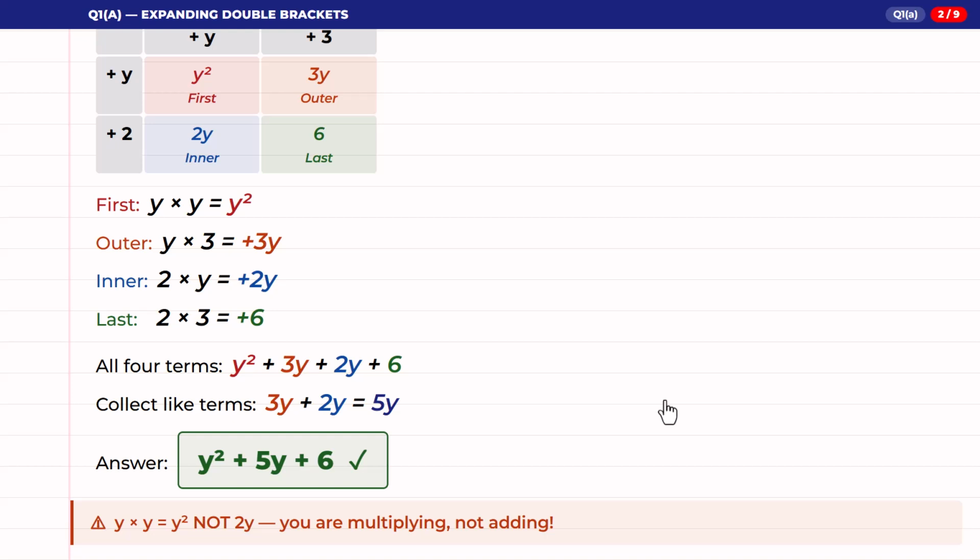Critical warning, the single most common error here is writing y times y equals 2y. That is wrong. When you multiply variables, you add their powers. y times y equals y squared. Always.